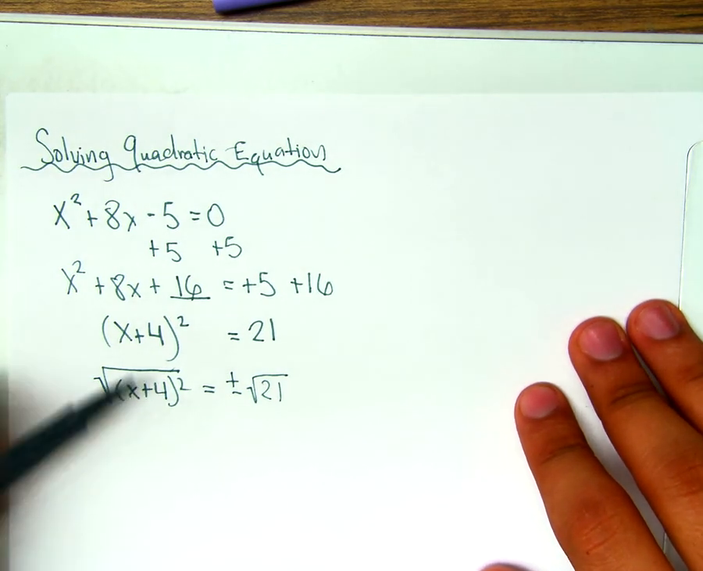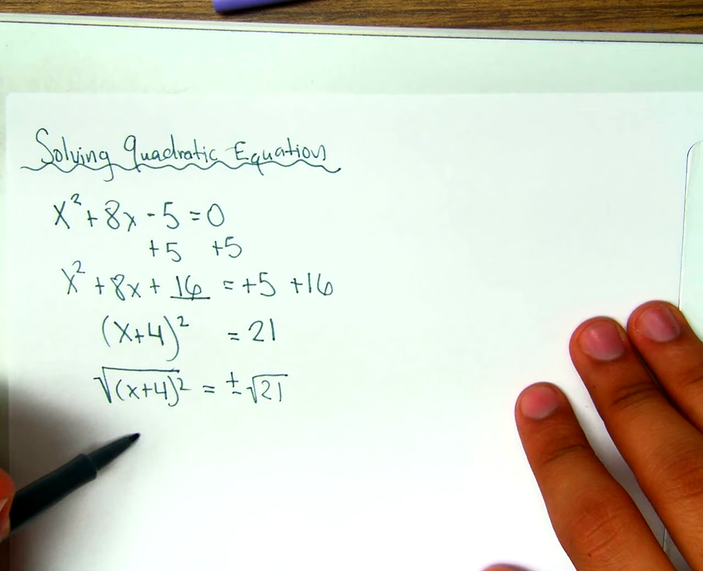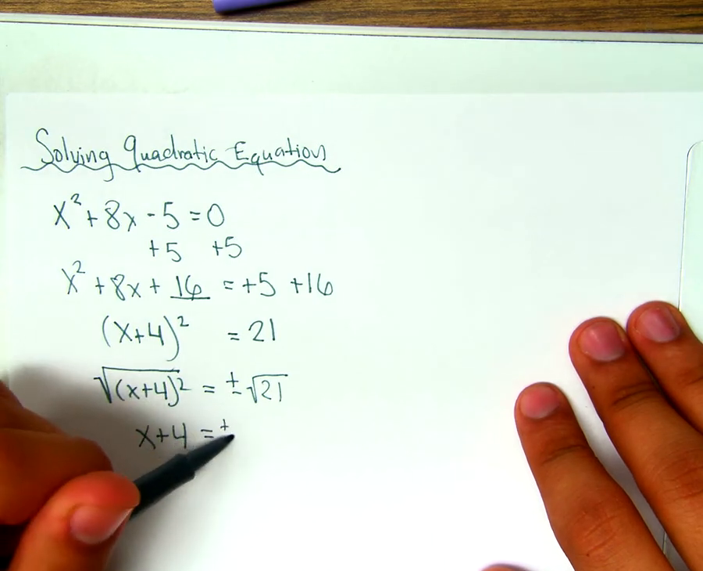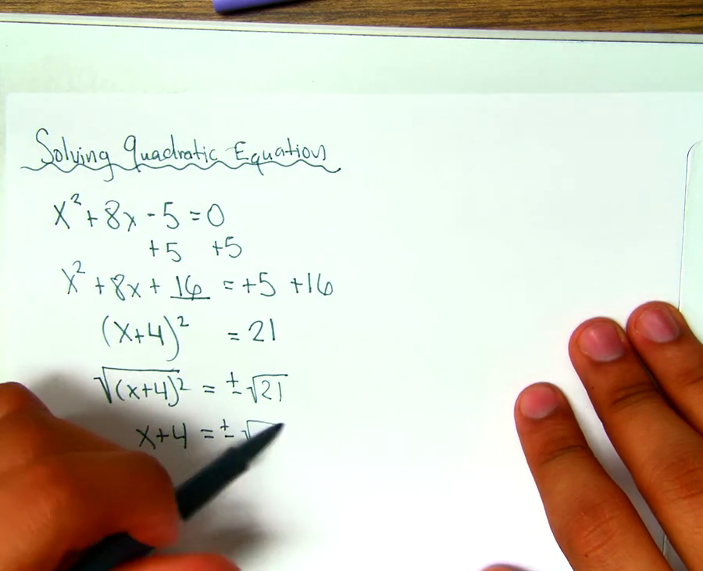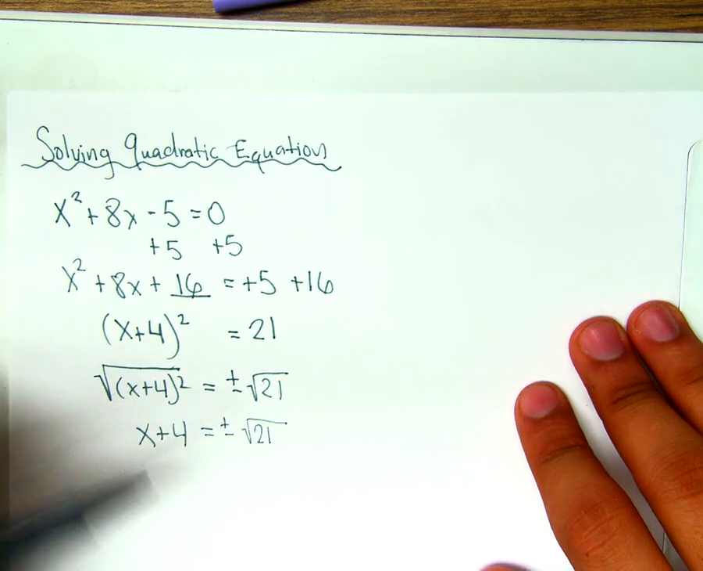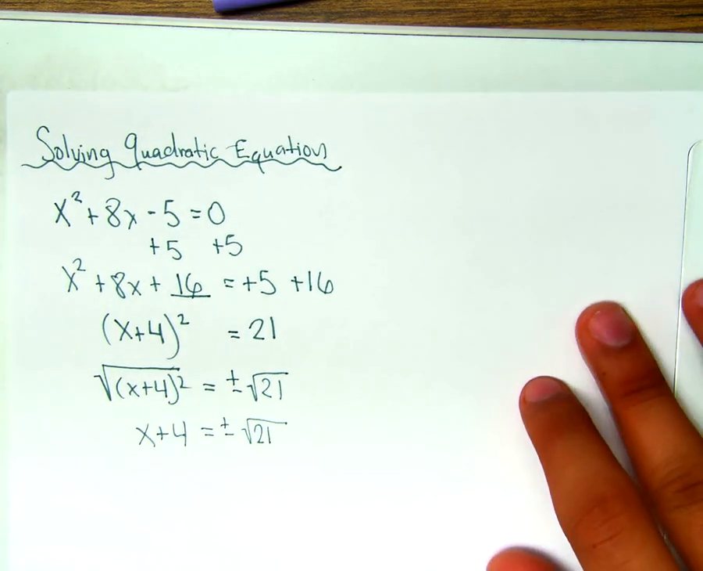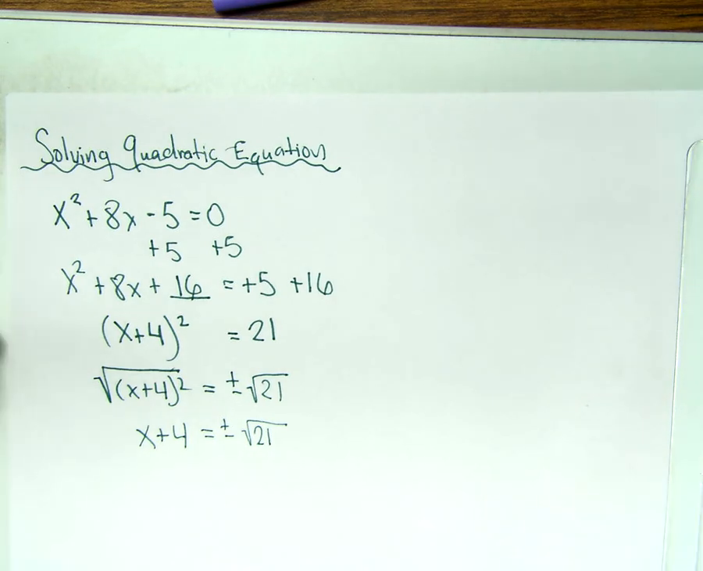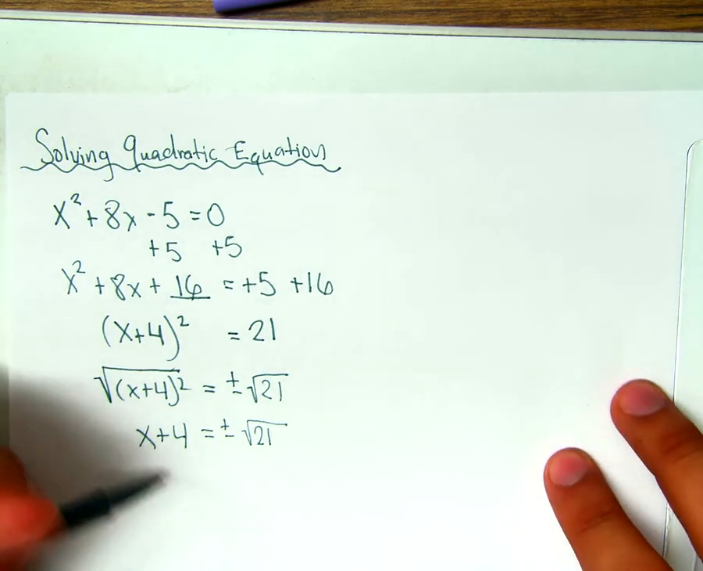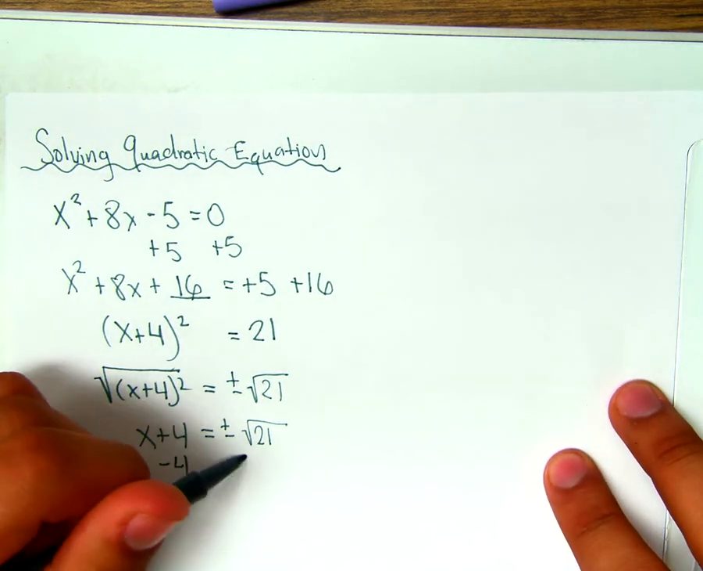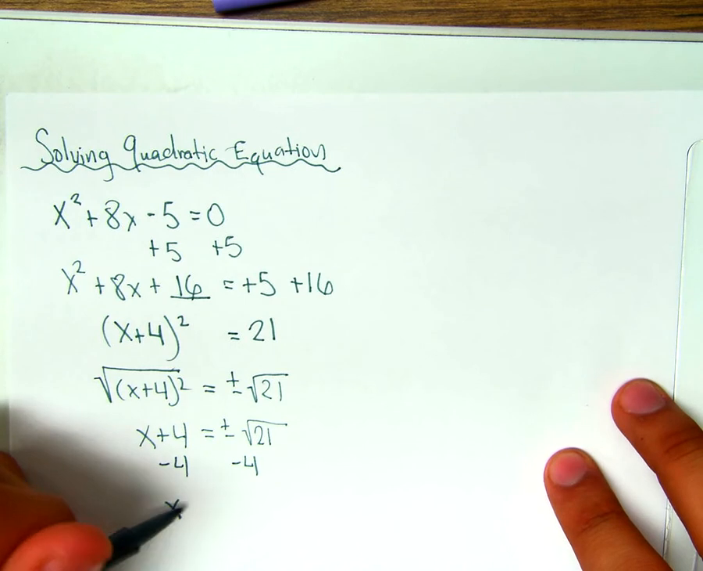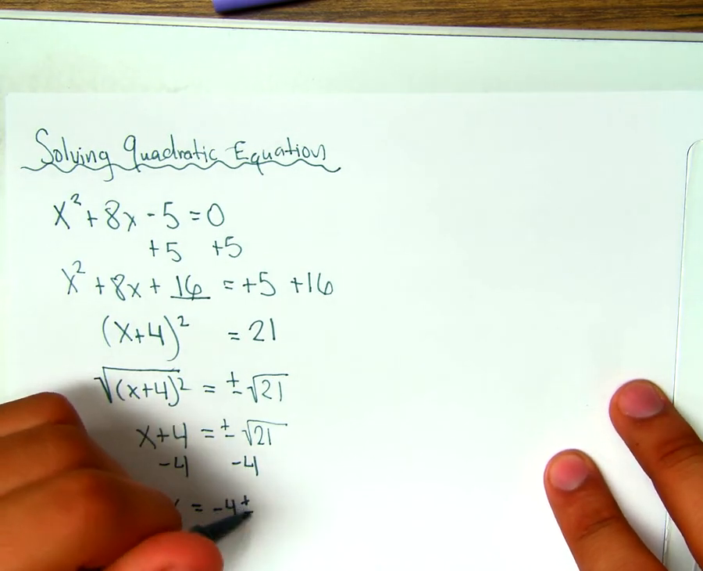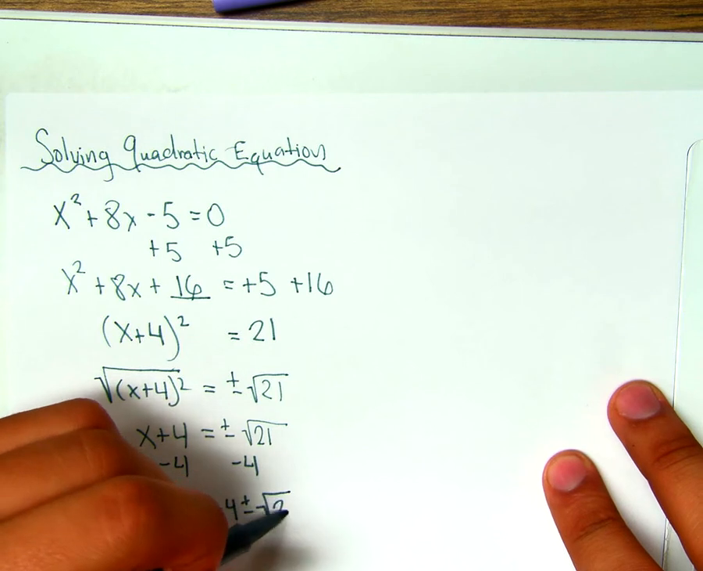So now these undo each other. They're inverse operations. So we just have x plus 4 equals plus or minus square root of 21. Okay? So now, is x by itself yet? No. What should we do? Very good. Subtract 4. And when we subtract 4, we want to always put the radical second. So it'll be negative 4 plus or minus the square root of 21.